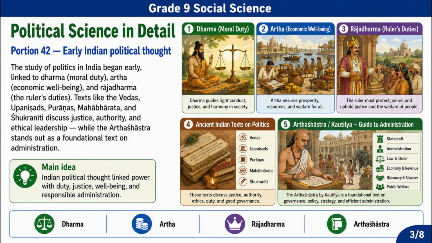Early Indian political thought. The study of politics in India began early, linked to dharma, moral duty, artha, economic well-being, and rajadharma, the ruler's duties. Texts like the Vedas, Upanishads, Purāṇas, Mahabharata, and Shukraniti discuss justice, authority, and ethical leadership, while the Arthashastra stands out as a foundational text on administration.